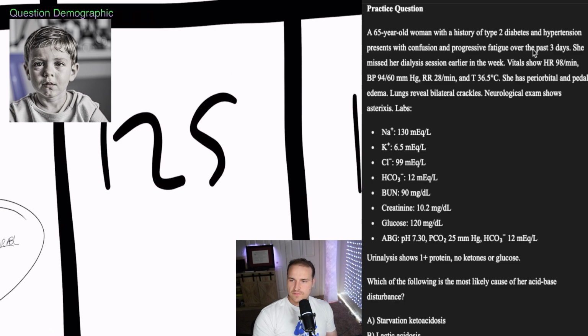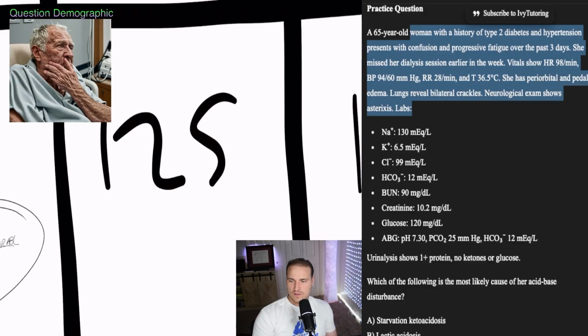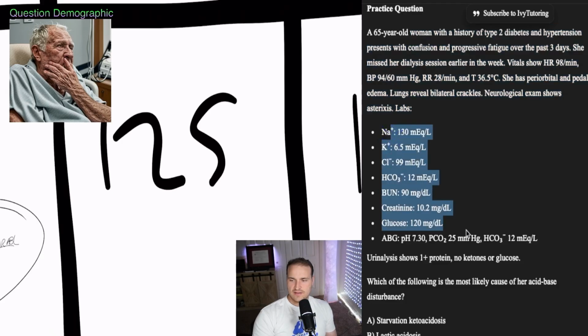All right, question 125: a 65-year-old woman with a history of type 2 diabetes and hypertension presents with confusion and progressive fatigue over the last 3 days. Could be an elderly man as well. She missed her dialysis session early that week. Vitals show a heart rate of 98 and a temperature of 36 degrees Celsius. She has periorbital and pedal edema. Neurological exam shows asterixis. What's the cause of her disturbance here? And they give us a ton of labs.